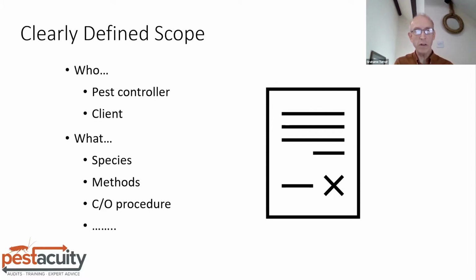So there might be some restrictions in the methods. For example, with the Soil Association one, they'll want specific organic requirements. You can't use certain pesticides in certain parts of the site. And that can be the same with all the standards. And then you have put down things like your call-out procedure, how long before you get to site when you've had a call-out. So there needs to be a scope.